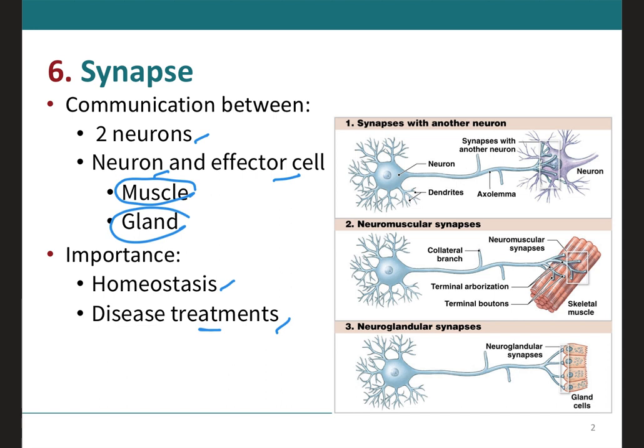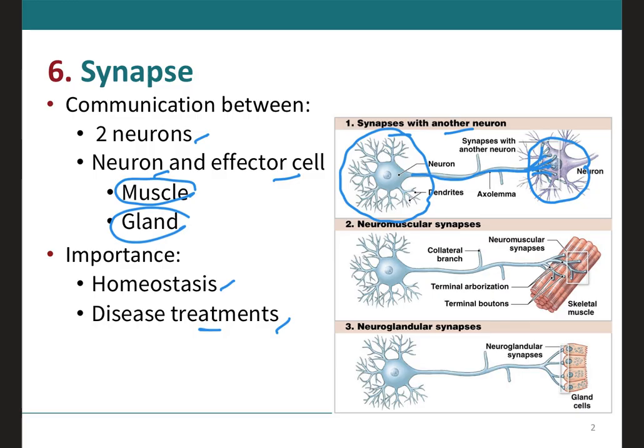Therefore, on these images, we can clearly see a synapse of a neuron with another neuron on the first image. So this would be the cell body with the dendrites and the axon. At the end, you're going to have the terminal buttons, which will then synapse with either the cell body or the dendrites of another neuron.